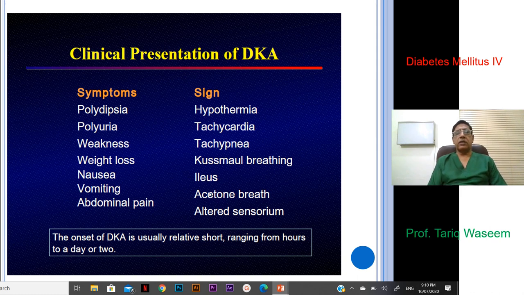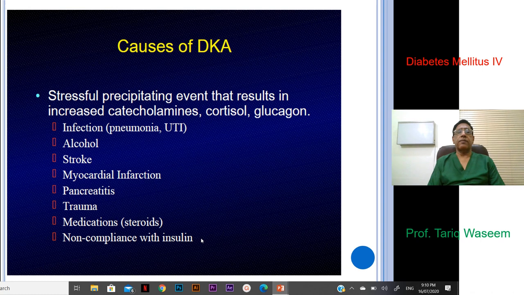Acetone breath: the increased production of acetone is usually smelled near the patient as a rotten fruit smell, and the patient may have altered sensorium. The onset of diabetic ketoacidosis is usually relatively short, a few hours to a few days, right? So any patient complaining of acute illness in the past 24 to 48 hours presenting with this type of complaints should be considered to have diabetic ketoacidosis.